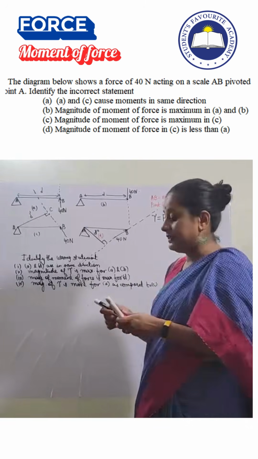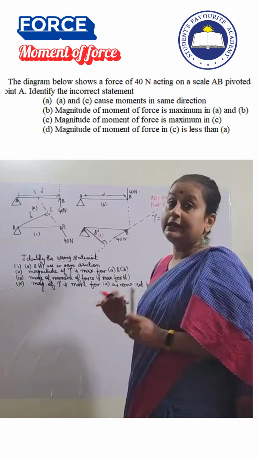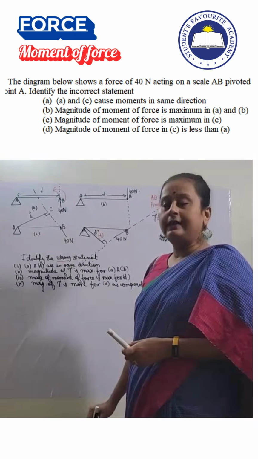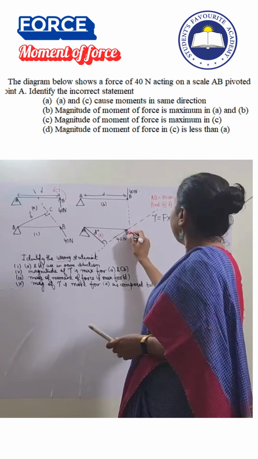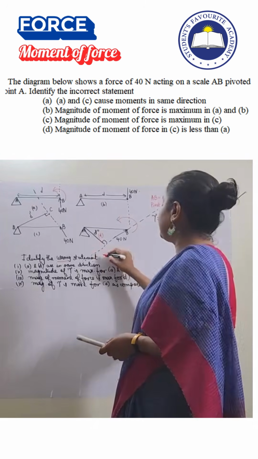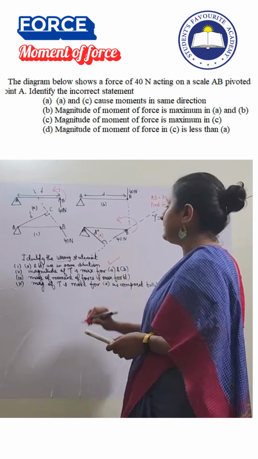Identify the wrong statement. A and D are in the same direction. They are only talking about direction. A causes anti-clockwise movement. What about D? D is also causing anti-clockwise movement. Their magnitude is not same but direction is same. So this is a correct statement.